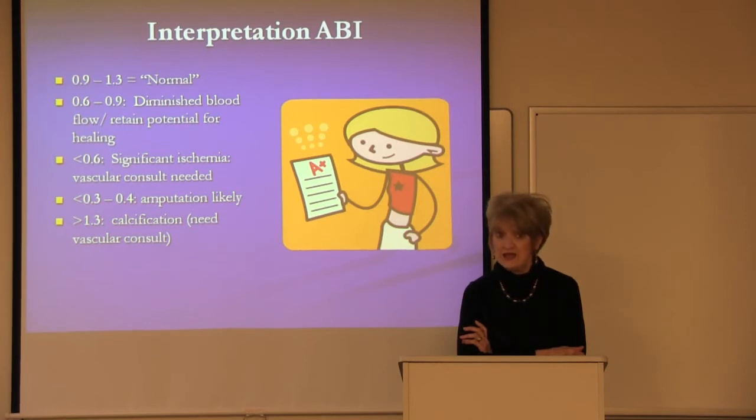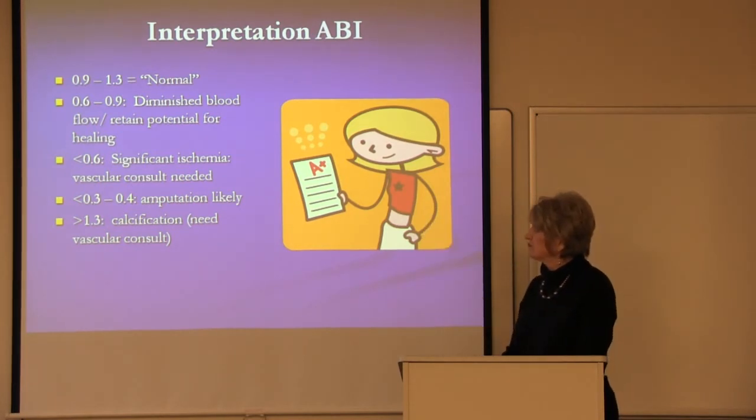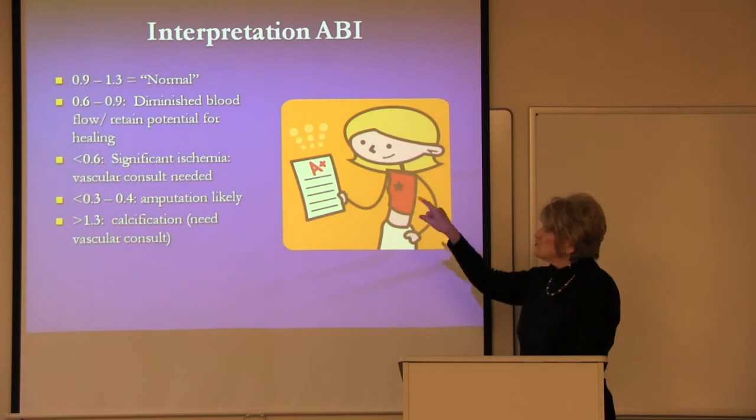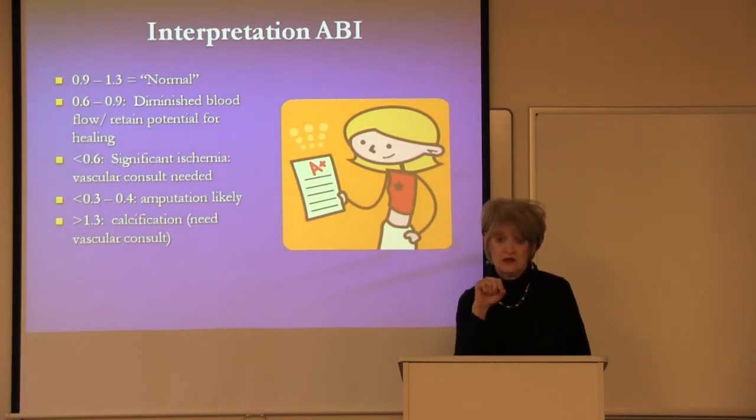So in the example I gave you, it was 60 divided by 120. Well, you can immediately think 60, that's half of 120. That's not good. Right, that's not good. So normal is 0.9 to 1.3. Once you drop below 0.9, you have some degree of lower extremity arterial disease. Okay, you're out of the range of normal.